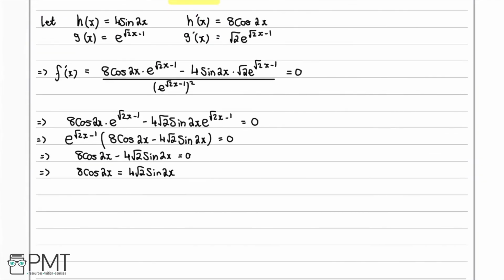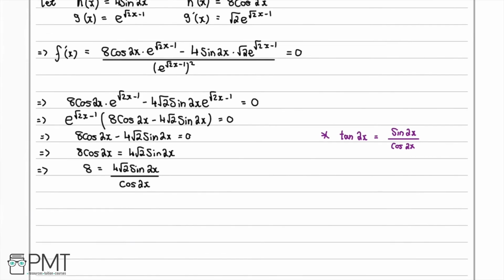So we know, one thing that we can note, is that tan 2x is going to be equal to sin 2x divided by cos 2x. So therefore, we can now manipulate what we have to get it into a form where we have sin x over cos x. So if we now divide both sides by cos 2x, we're going to have that 8 is going to be equal to 4 root 2 sin 2x, and we divide that by cos 2x.